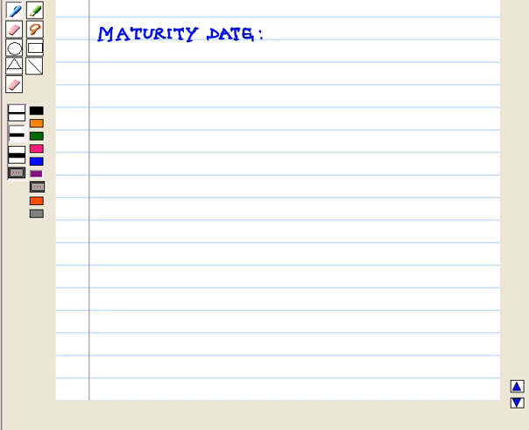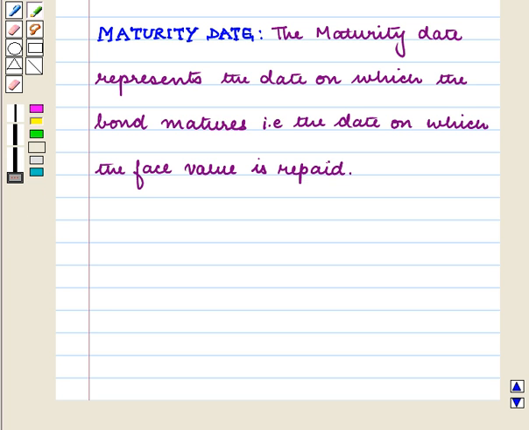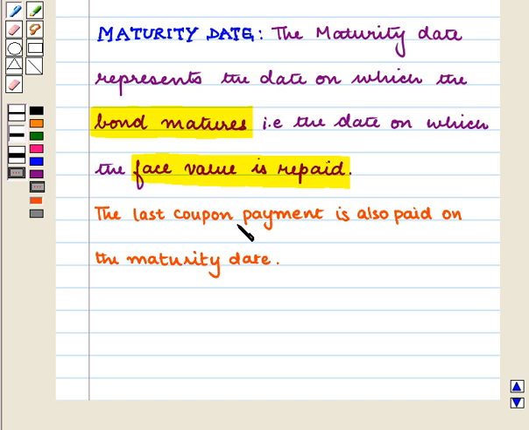Now let us see what is maturity date. The maturity date represents the date on which the bond matures, that is, the date on which the face value is repaid. The last coupon payment is also paid on the maturity date.